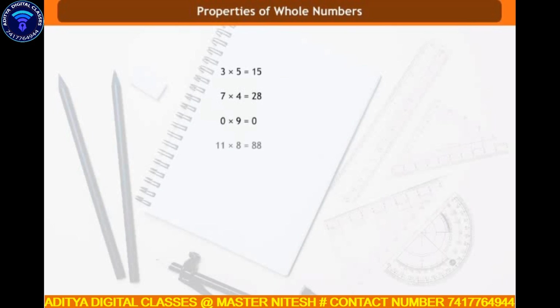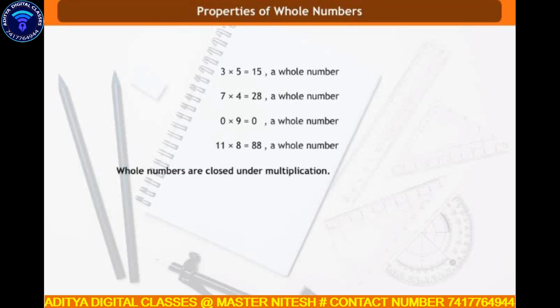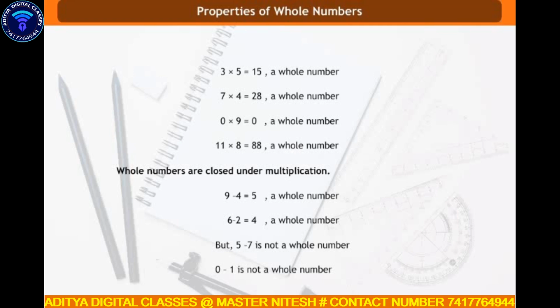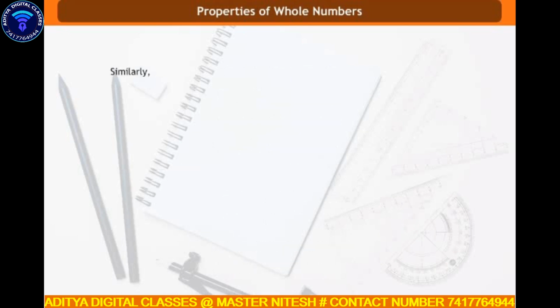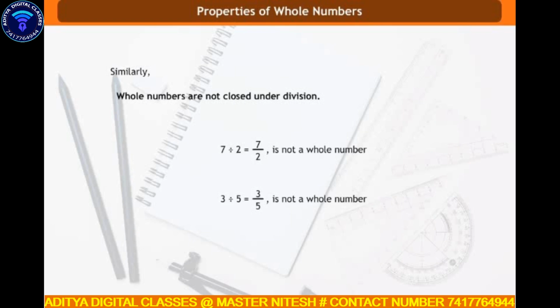Similarly, the product of any two whole numbers is again a whole number. So whole numbers are closed under multiplication also. But they are not closed under subtraction, as the difference of two whole numbers may not always be a whole number. Look at these examples. Difference is not always a whole number. Similarly, whole numbers are not closed under division. On dividing two whole numbers, we do not always get a whole number.